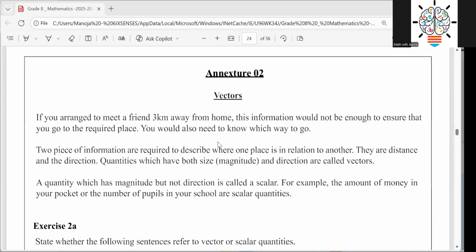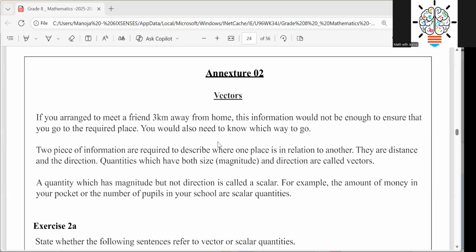For example, the amount of money in your pocket. You don't say that I have 500 rupees to the south, or 500 rupees to the north, or 500 rupees to the west. We don't say it like that. We just say that I have 500 rupees in my pocket. And the number of pupils in your class or in your school, you don't say 50 students to the south, 50 students to the north. You just mention the magnitude or the value.